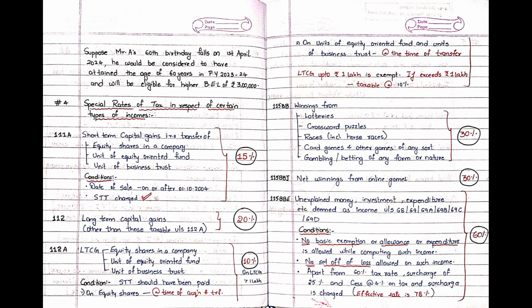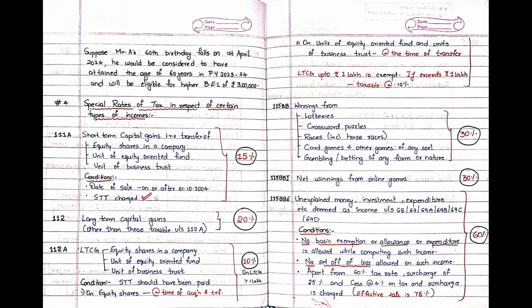Next income is under Section 115BBJ. Net winnings from online games. Any winnings from the online games, net winnings from the online games is taxable at the rate of 30%. Next income under Section 115BBE. Unexplained money, investments, expenditure, etc. deemed as income under Section 68, 69, 69A, 69B, 69C or 69D is taxable at the rate of 60%.